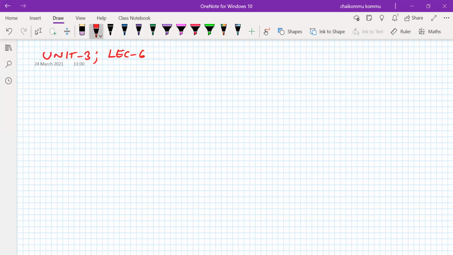Okay, so we are going to look at unit number 3 and lecture number 6. In the last class, we have seen the basic definitions of the switch level modeling and how we describe a circuit consisting of switches, right? Now today we are going to see some examples as well as some delay concepts. Switch level modeling examples and delays.